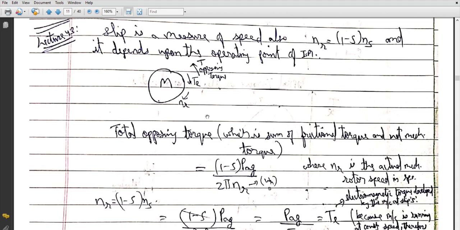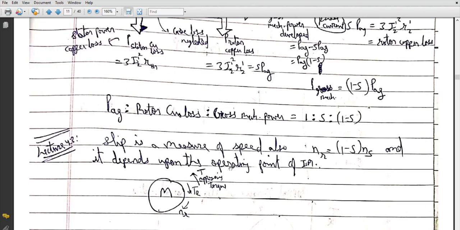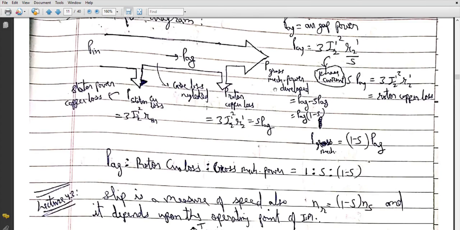This thing is very important. Now this total opposing torque should be equal to the electromagnetic torque. And what is the value of your electromagnetic torque? We know that if we are taking electromagnetic torque with respect to the gross power output, P gross, the mechanical power developed, the overall mechanical power developed at the shaft, this is given by what? 1 minus S times PAG. This is your gross mechanical power developed, given by this formula, where S is your slip and PAG is your air gap power.